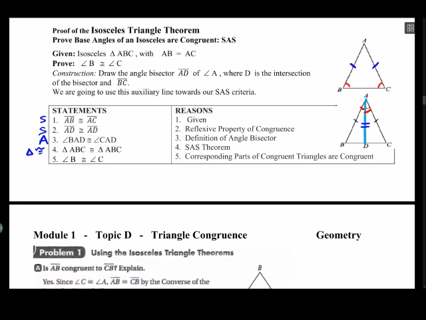And once our triangles are congruent, what can we do? We can say that any other corresponding parts of our two triangles will be congruent. CPCTC. So that's a nifty little proof, isn't it? Isn't geometry fun?